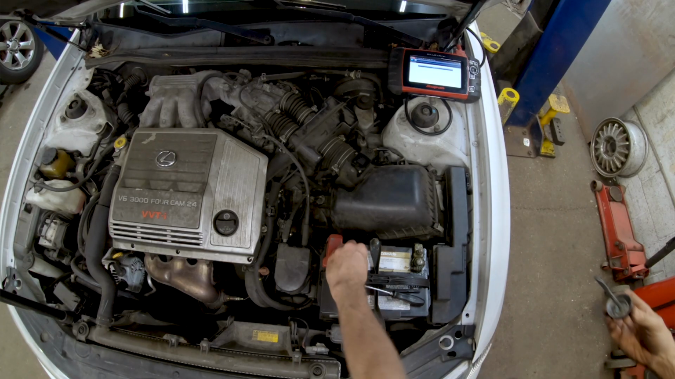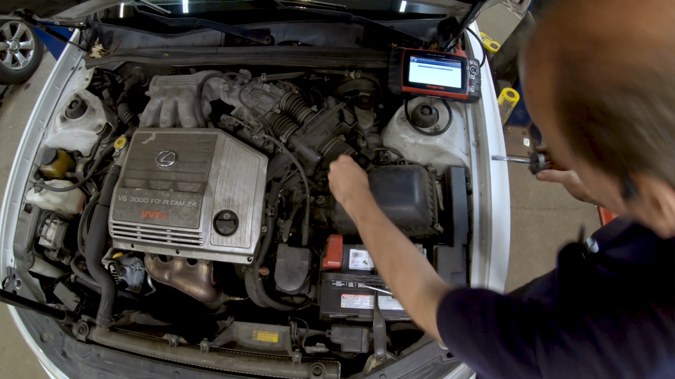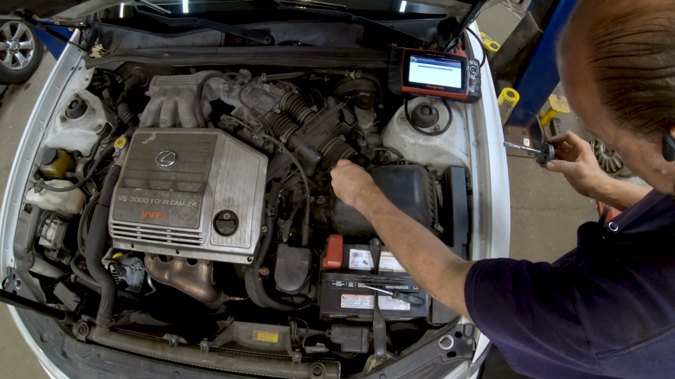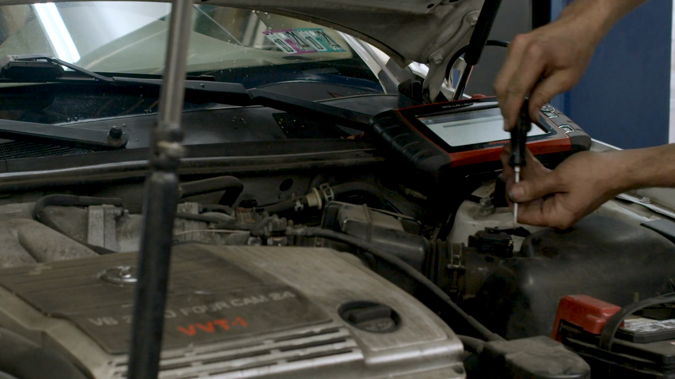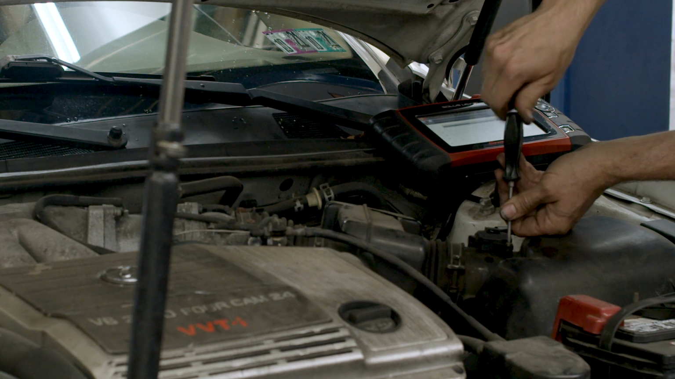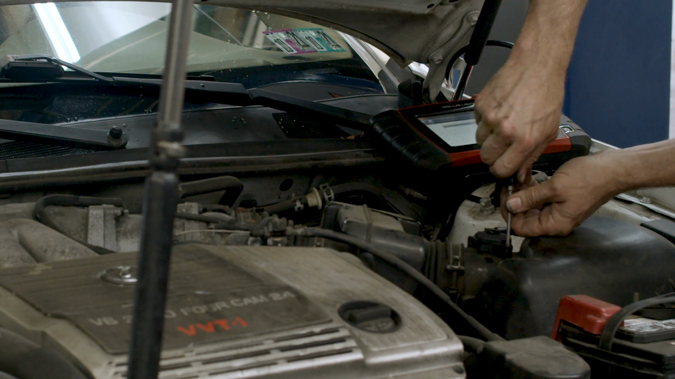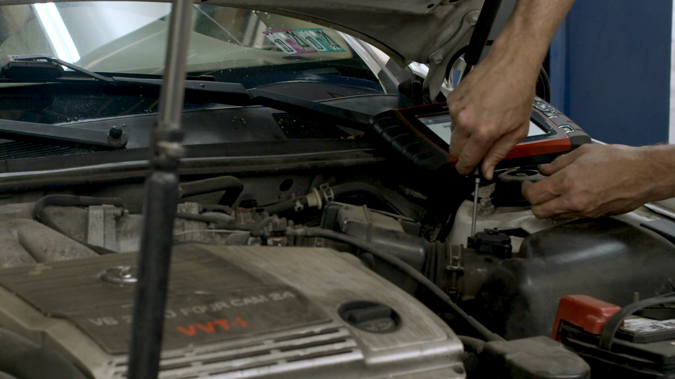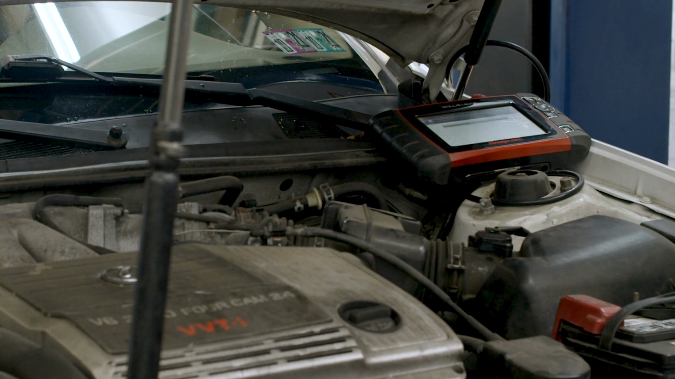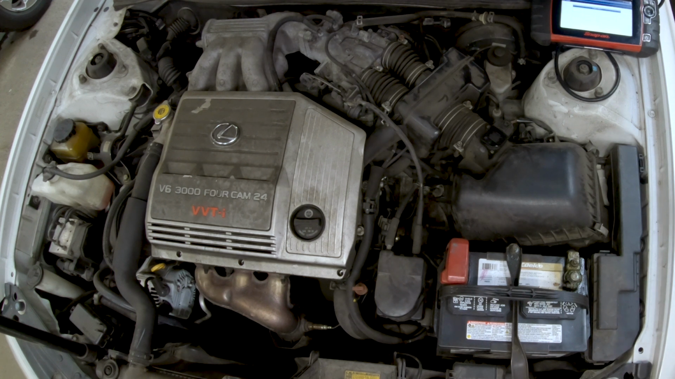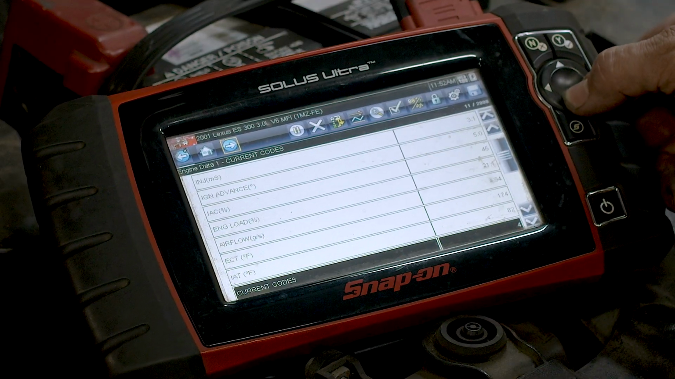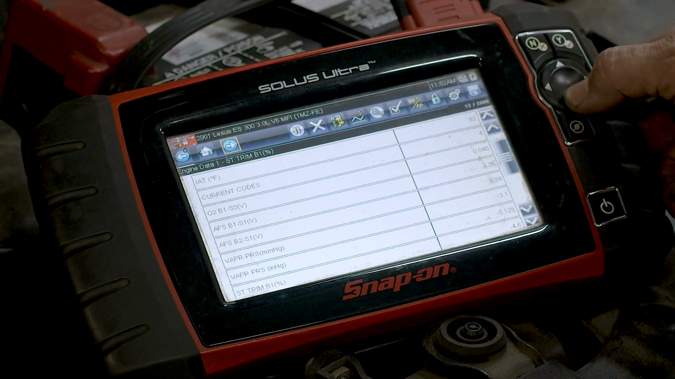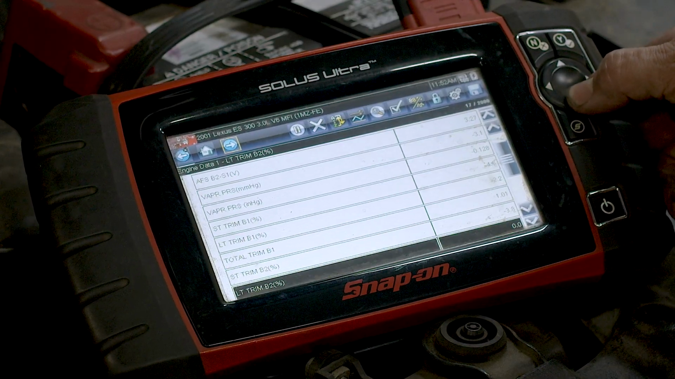Put the magic stuff on the screws, anti-seize compound. Snug them up. Now what we're going to do is start the car. We're going to go to engine data, and back down to our fuel trims.